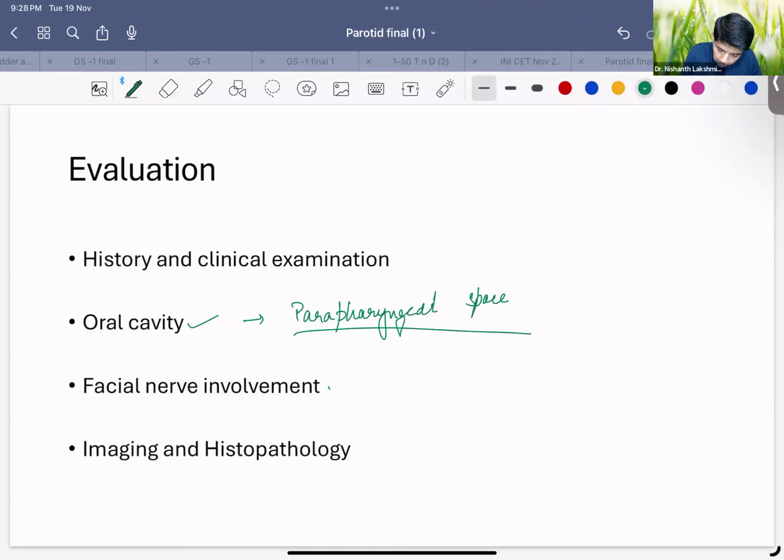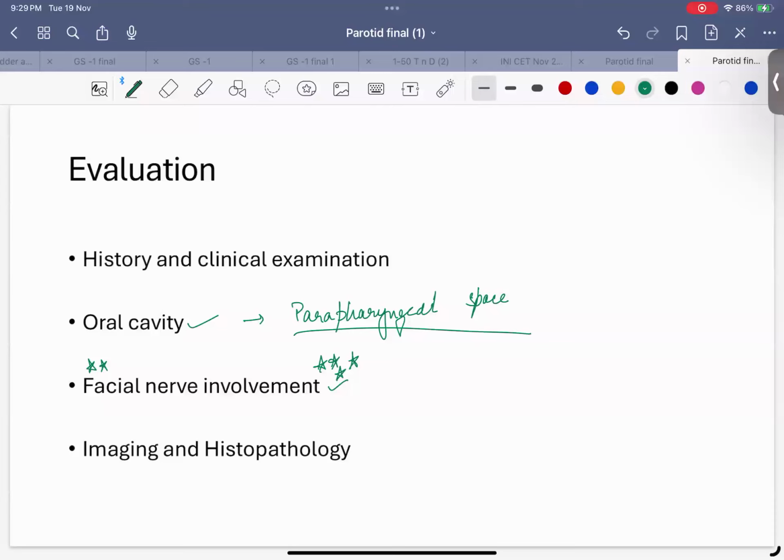And the next important point is you need to know whether there is facial nerve involvement or not. And this is of utmost importance before you take up the patient for any particular procedure. Can you tell me why, Vinod? Let us assume it's a malignant case. Why does this point become very, very important?